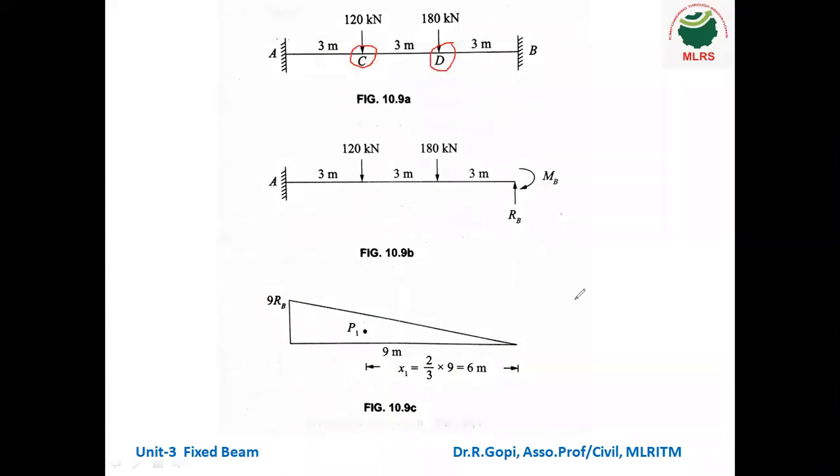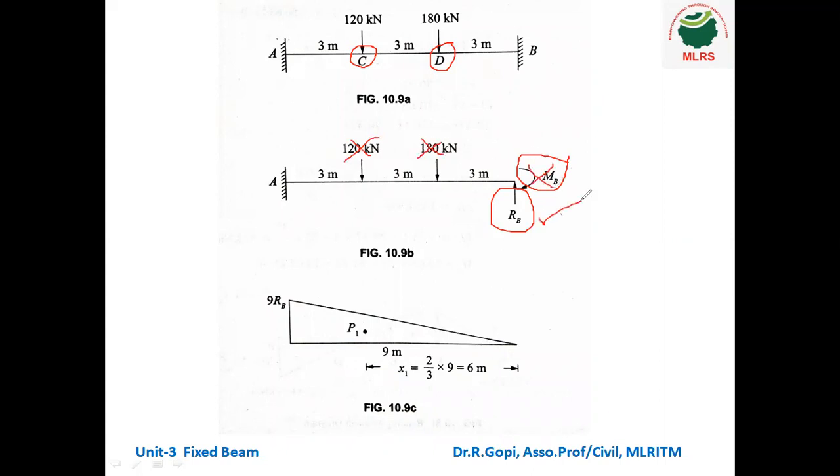Okay. So what is the first step? We have to remove the fixed support, and we have to introduce one reaction RB and one moment MB. That means here clockwise moment. Okay. So first we have to draw the bending moment diagram for RB. So remove the external load, and remove this MB.